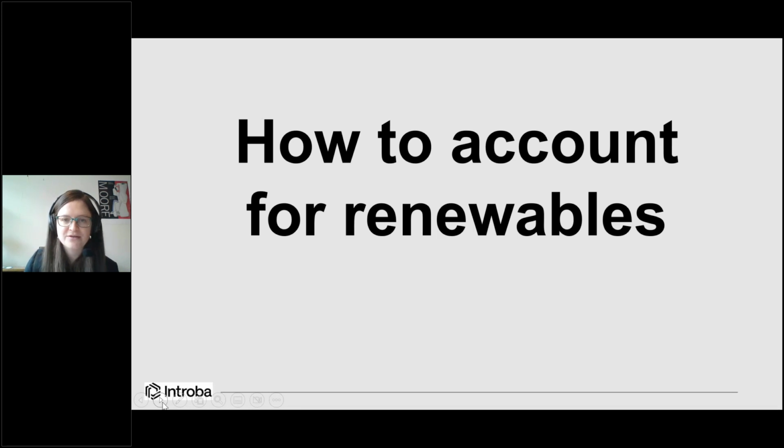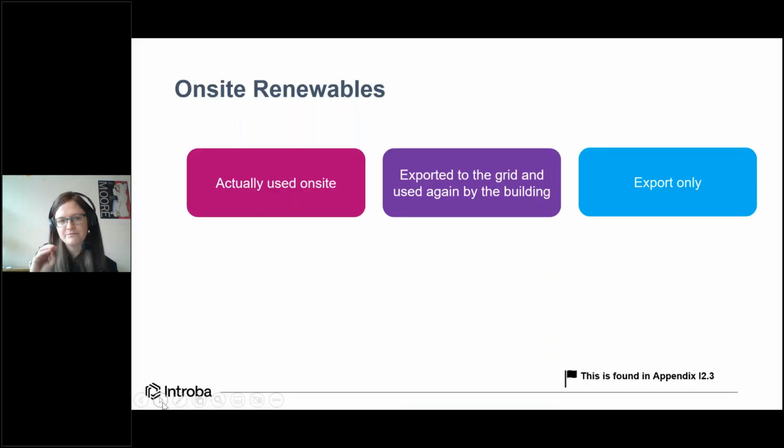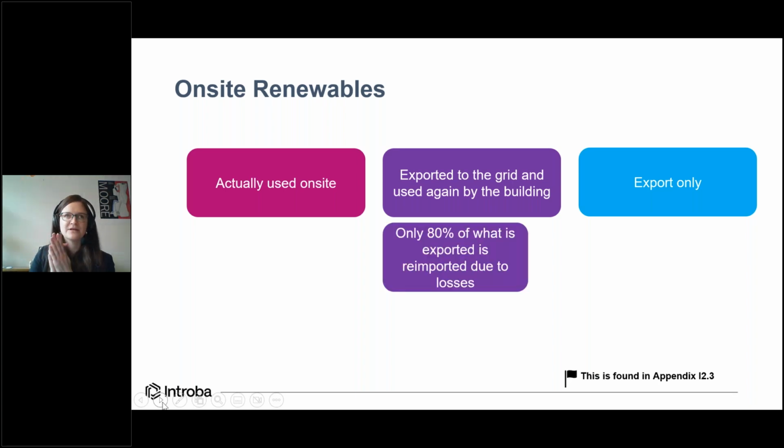The carbon accounting for renewables works slightly differently, depending on whether renewables are actually used on site, second by second, or exported to the grid but then used again by the building over the course of the year, or just exported. That determines how the carbon accounting works. This is because if it's very sunny and a lot of buildings in your area have lots of PV and are generating a lot of energy, they're not going to be using it at that time, so it's exported.